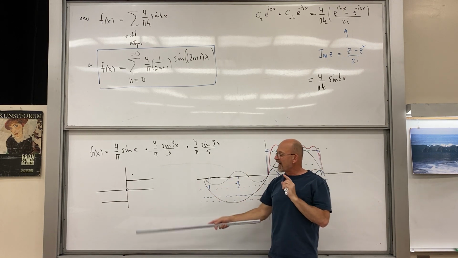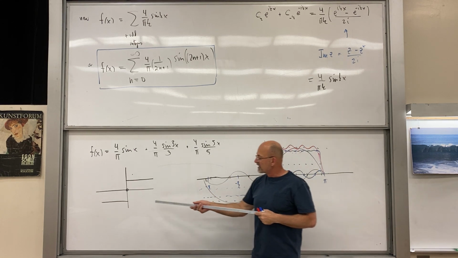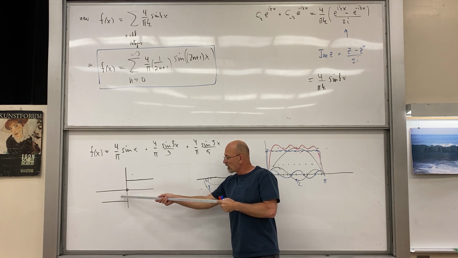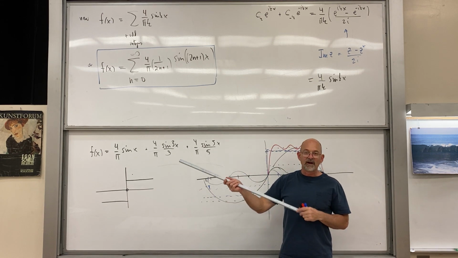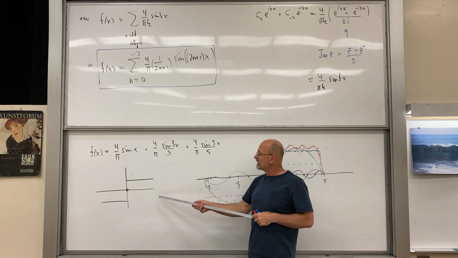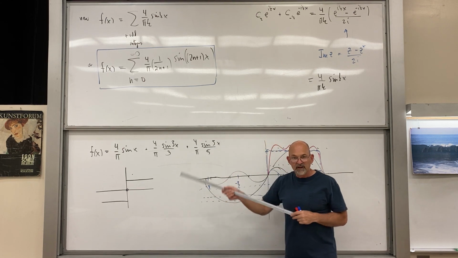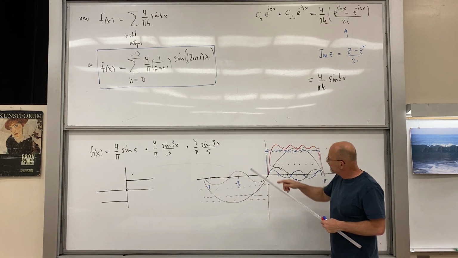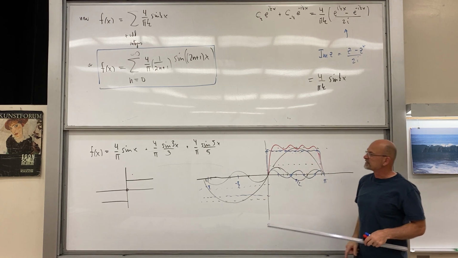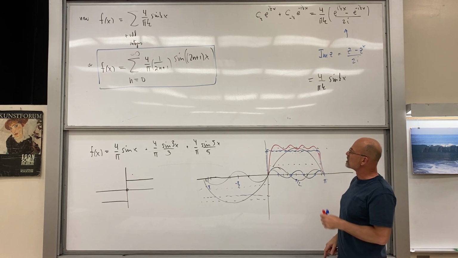So if you're ever in the electronics lab and you get a function generator, you have square waves, zigzag waves, sawtooth waves, things like that. If you zoom in close enough with an oscilloscope, you'll actually see some of this structure here. Okay, yeah, this is a huge topic.